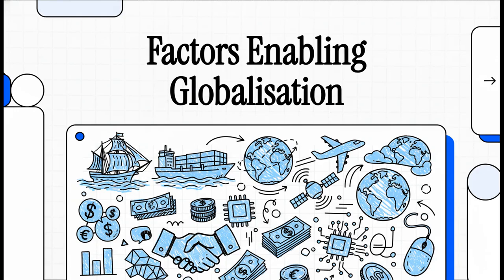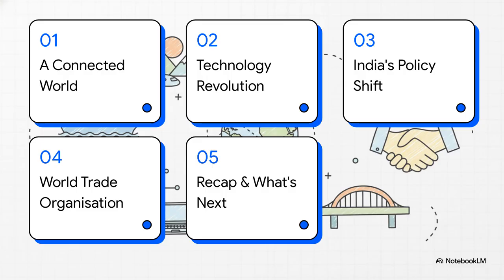Hello, students, and welcome. In our last discussion, we understood what globalization is. But have you ever stopped to think, how did it all happen? Today, we're going to explore the key factors that made our world so very interconnected. Okay, let's dive in. Here is the roadmap for our lesson today.